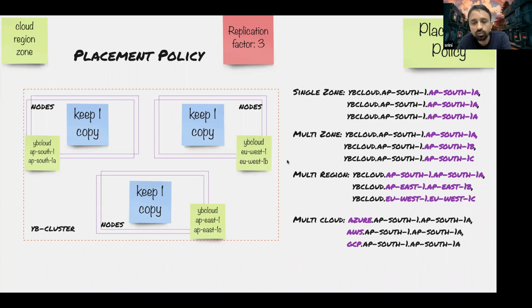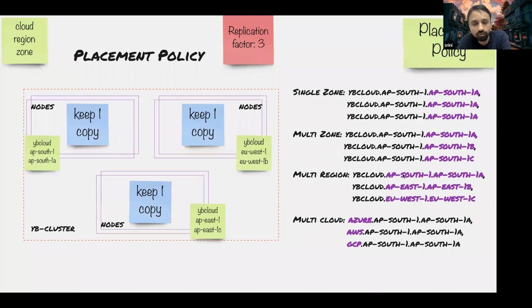So if you want to withstand region level failure, right? In the case of multi-zone, your region becomes your single point of failure. If you lose the entire region, in this case AP South 1, then the entire cluster is going to be non-operational, right? So if you want to withstand region level failure, then the next is multi-region deployment, where you would create a cluster that would get stretched across multiple regions, right? In this case, it's across AP South 1, AP East 1, and EU West 1, right?